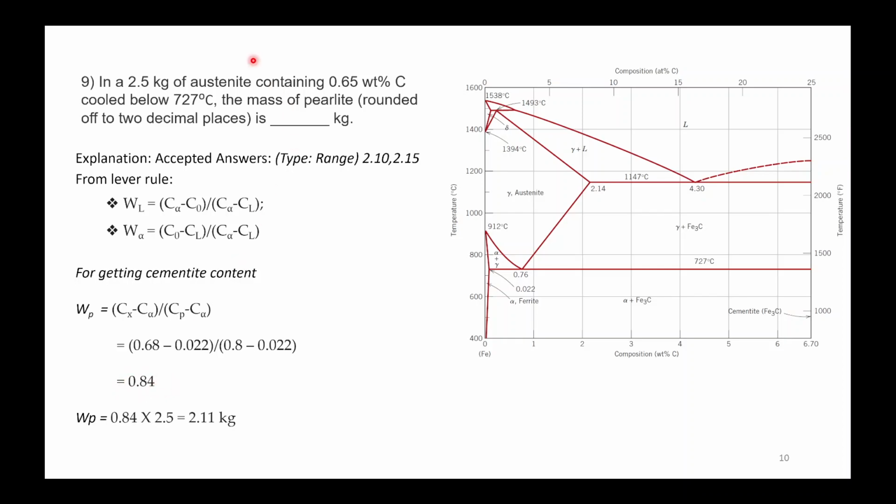Now for getting the weight in the entire austenite, you'll be multiplying this with 2.5 kg, then you'll be getting 2.11 kg of pearlite. The remainder, if you subtract from 2.5, will be your pro-eutectoid ferrite. That will be your weight of ferrite.